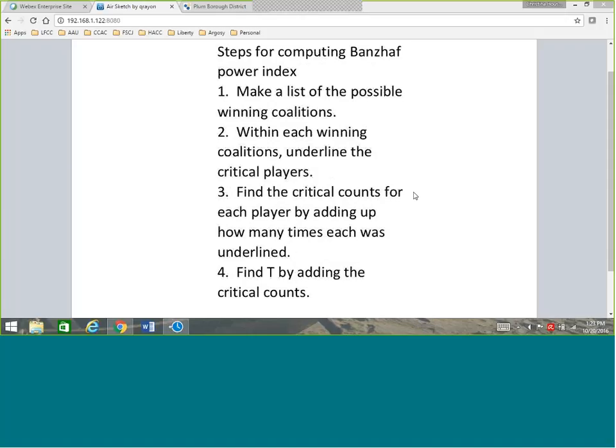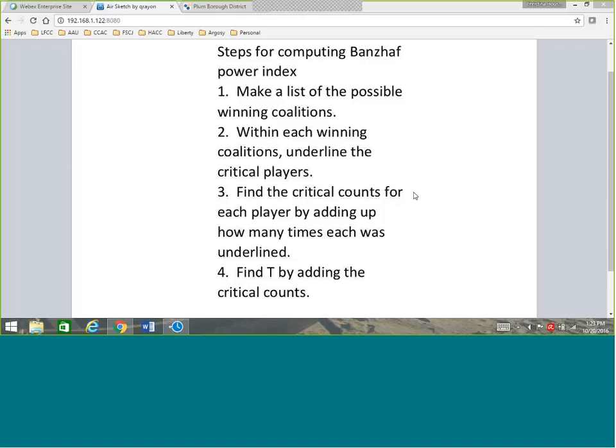First, you make a list of all the possible winning coalitions. Now, you may not be able to just glance at the situation and know off the top of your head what the winning coalitions are. So a suggestion would be to list all the coalitions and then cross out the ones that are losing. That might be a systematic way to go about that.